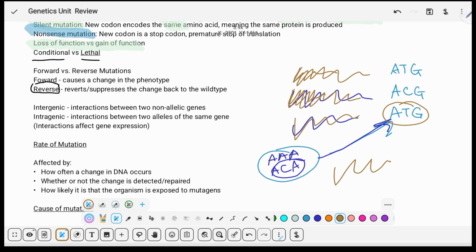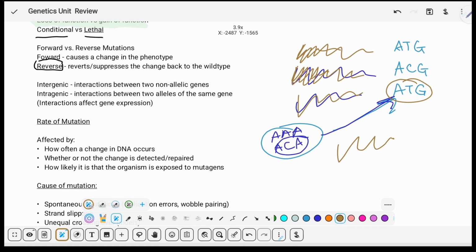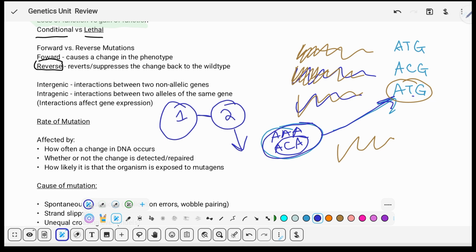For interactions between genes, we have intergenic and intragenic. Intergenic is interactions between two non-allelic genes. So that means that we have gene 1 and gene 2, and these code for different proteins, but they're interacting together. Like this example here, this one produces the brown protein that covers up the mutated blue protein. That would be an intergenic relationship.